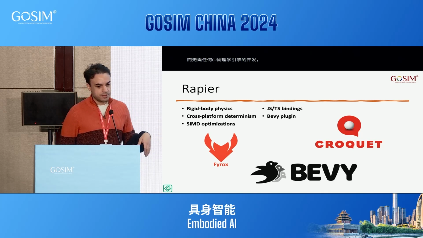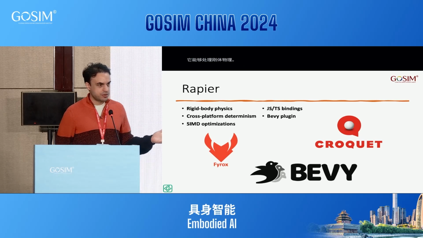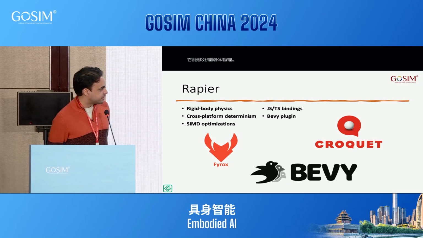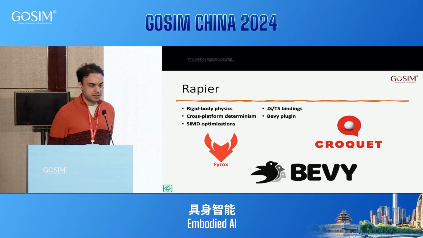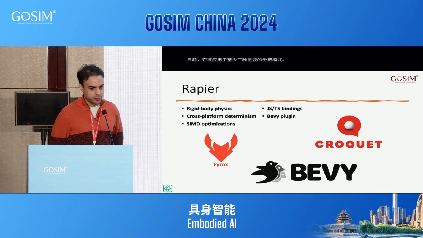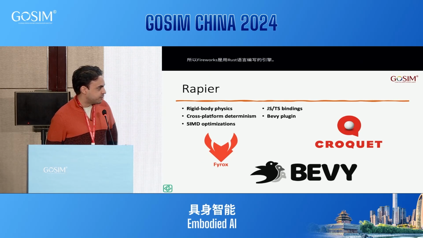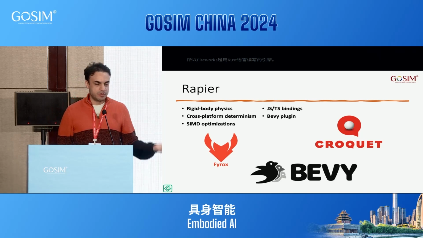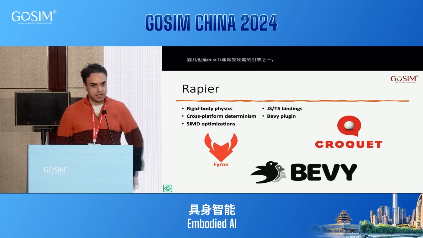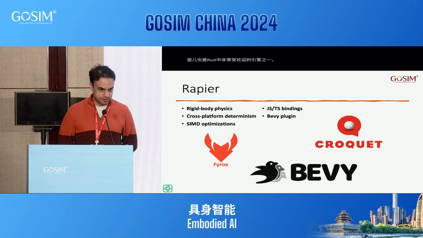Right now, it's being used in at least 3 significant frameworks. Fireworks is a game engine in Rust. Bevy is also a very popular game engine in Rust. And Crozet is a platform in JavaScript, which lets you write collaborative applications very easily without worrying about network code.